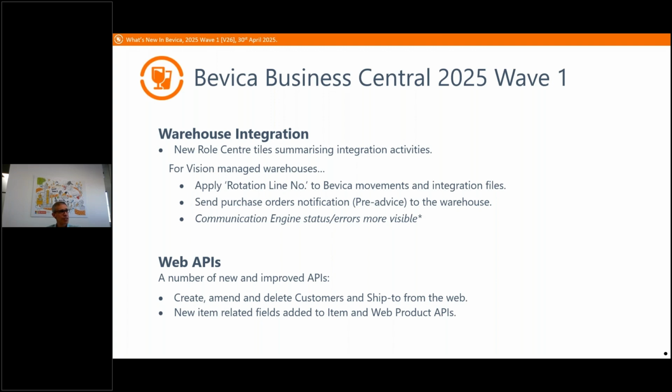On the warehouse integration side, we have a new role center that tries to help you understand what's happening from an integration point of view with the warehouse. So how many sales orders are still outstanding, and whether you've got any errors in integrating with the warehouse. And for vision managed warehouses, warehouses like LCB, we've integrated their rotation line number. They add an extra reference to a rotation number. If stock is moved within the warehouse, we can now take advantage of that and give them that piece of information so they know exactly which case to move.